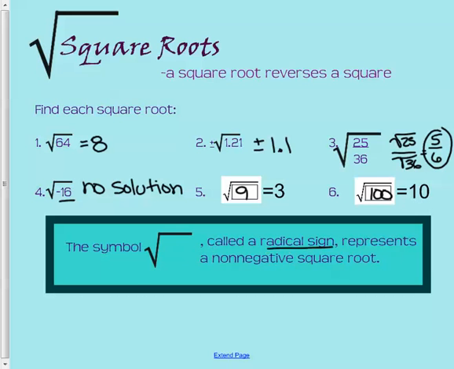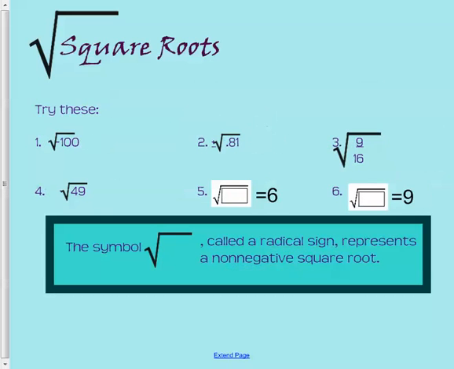Remember, this radical sign is a non-negative square root. The only way that it becomes negative is if you see this plus minus sign out in front of it. Otherwise, we assume it's positive. Okay, try these for me, and I'll be back in just a second to show you the answers. Make sure that you have paused the video.